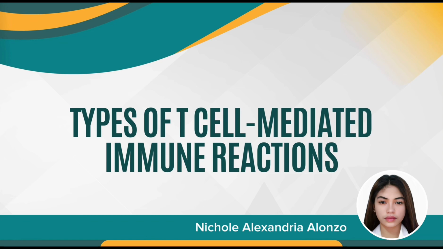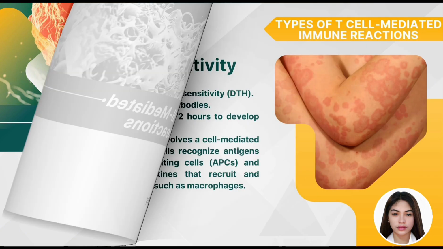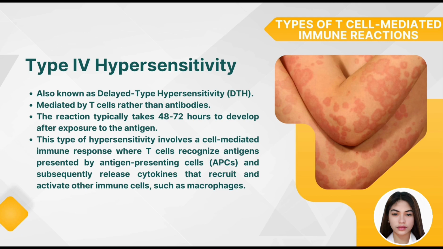Types of T-cell-mediated immune reactions. Its main categories are type 4 hypersensitivity, T-cell-mediated cytotoxicity, and autoimmune responses. Type 4 hypersensitivity, also known as delayed type hypersensitivity or DTH, is mediated by T cells rather than antibodies. The reaction typically takes 48 to 72 hours to develop after exposure to the antigen, as shown in the illustration.